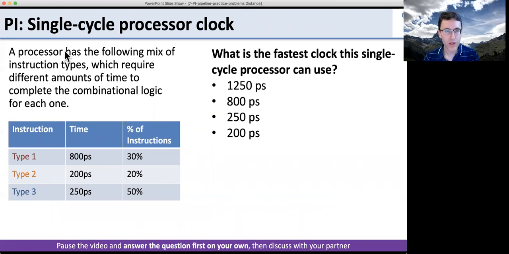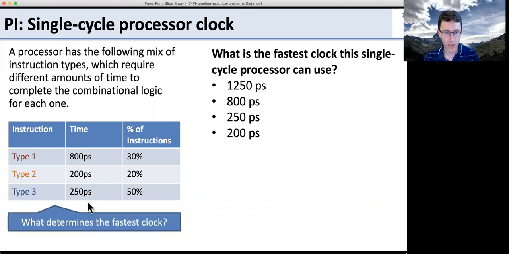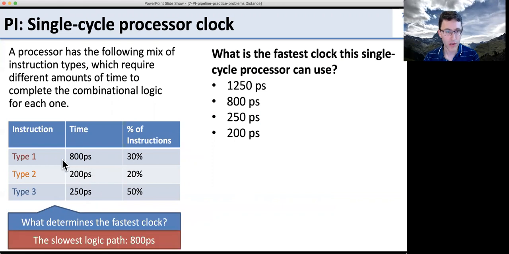All right, so if we take a look at this processor, we have a mix of instructions. This is how often they show up, and we have how long they take. And the idea is what's the fastest clock this processor can use? Well, what determines that? Well, it's the slowest logic path. Remember, we can't run the processor faster than the slowest instruction. So the answer is going to be 800 picoseconds, which is the slowest instruction here.